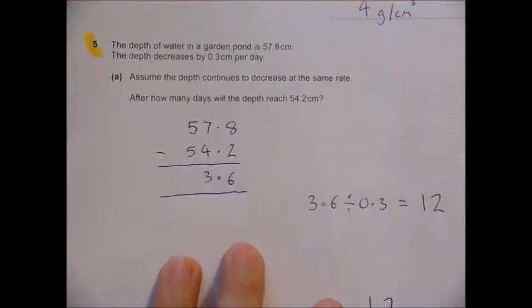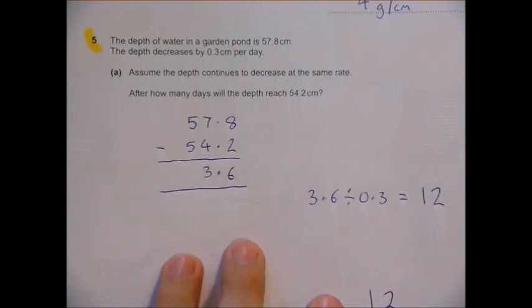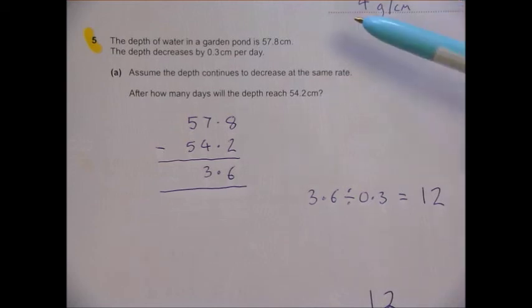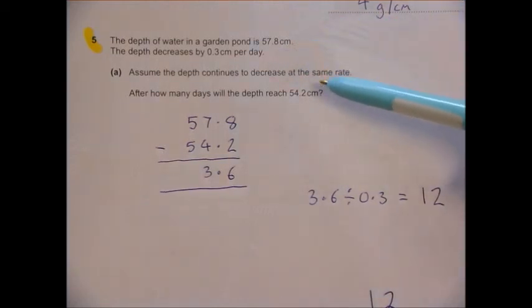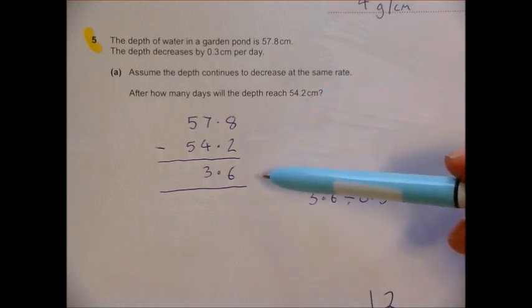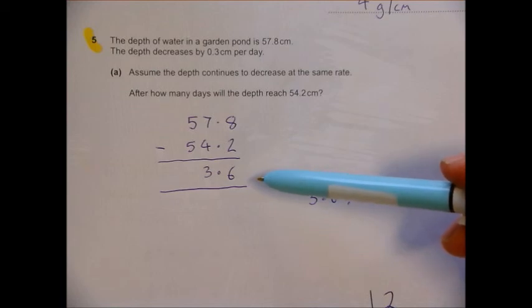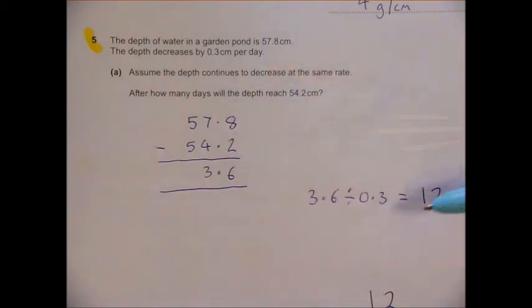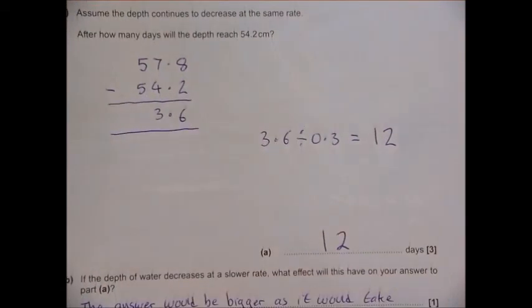Question number 5. The depth of water in a garden pond is 57.8 centimeters. The depth increases by 0.3 centimeters each day. Assume the depth continues to decrease at the same rate. After how many days will the depth reach 54.2? So what I've done is worked out the difference. So it started on 57.8 and it finishes on 54.2, so I've just subtracted them. So it actually falls by 3.6 centimeters. Now if it's falling at 0.3 centimeters per day, you should hopefully be able to work out that is 12 days.